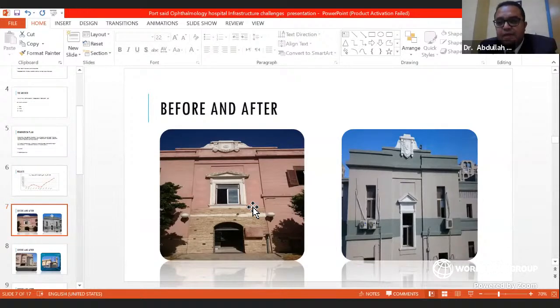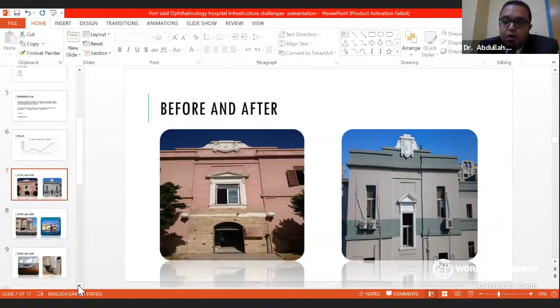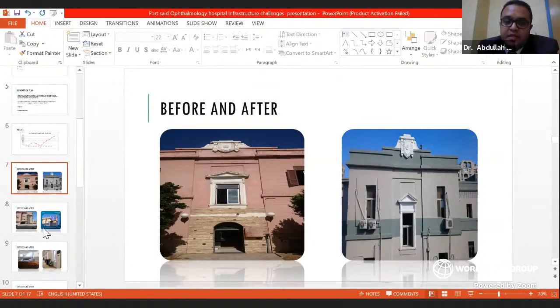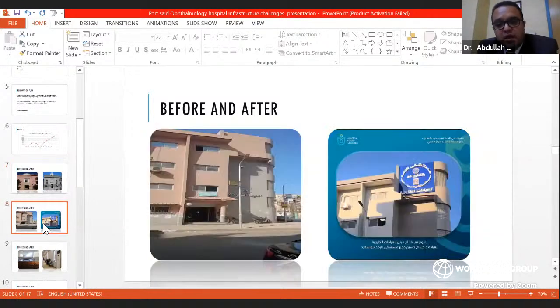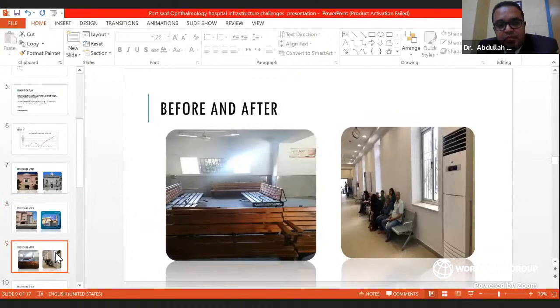This is a building built 100 years ago. No air conditioning system, no fire alarm, no fire exit, nothing. And we had to finalize everything within a limited time. So if you get the proper consultation and the proper funding solutions, you will always find a reasonable way. This is the outpatient clinic, and this is after the renovation. This is a waiting area before, and this is the waiting area after.